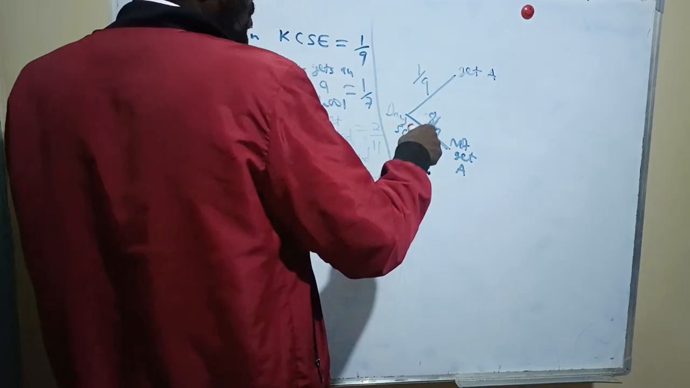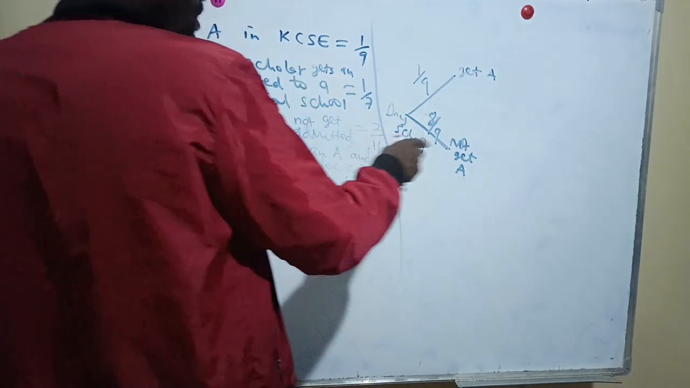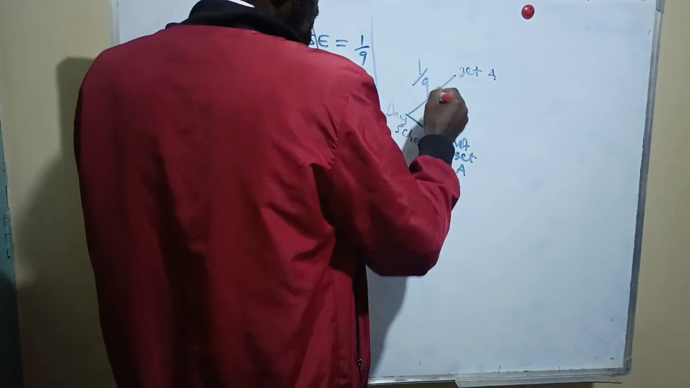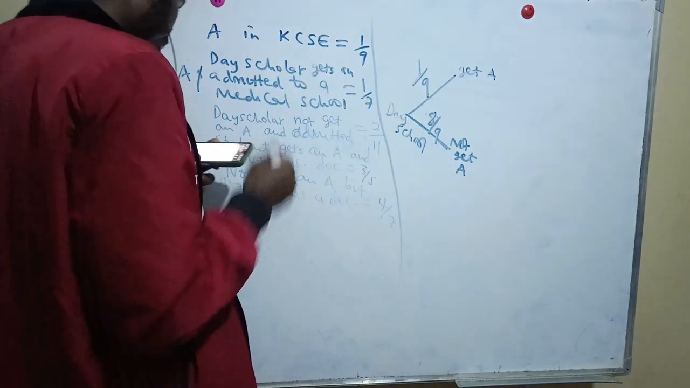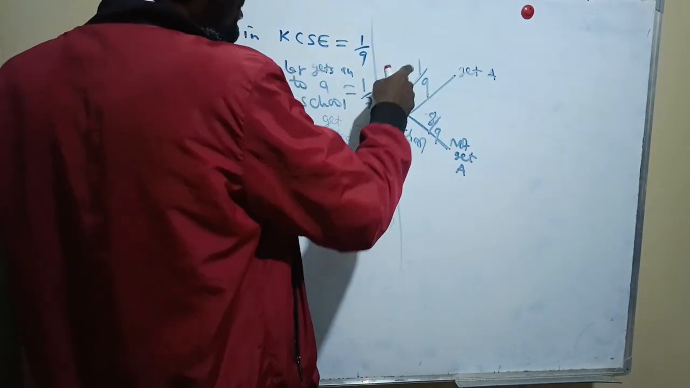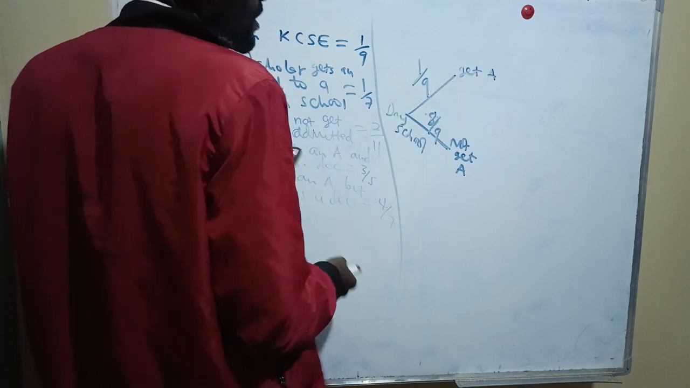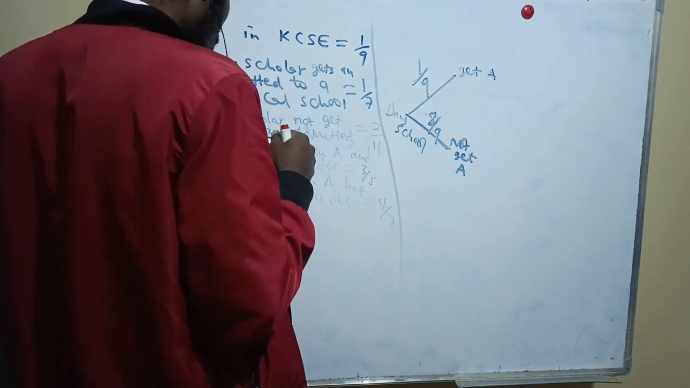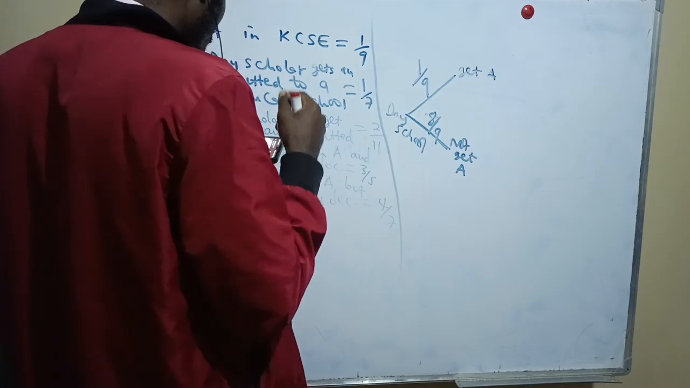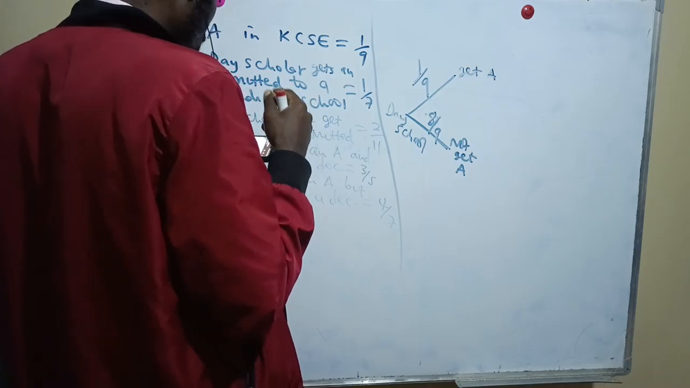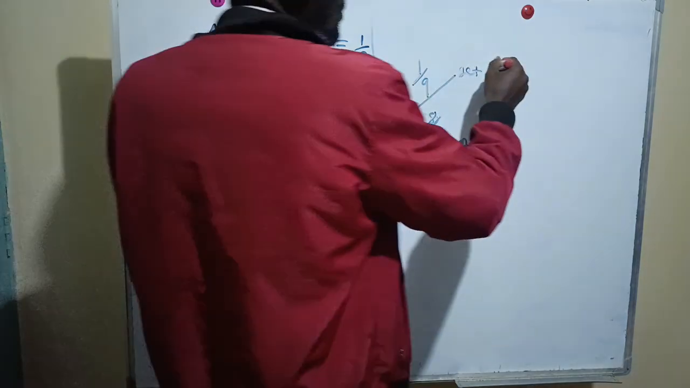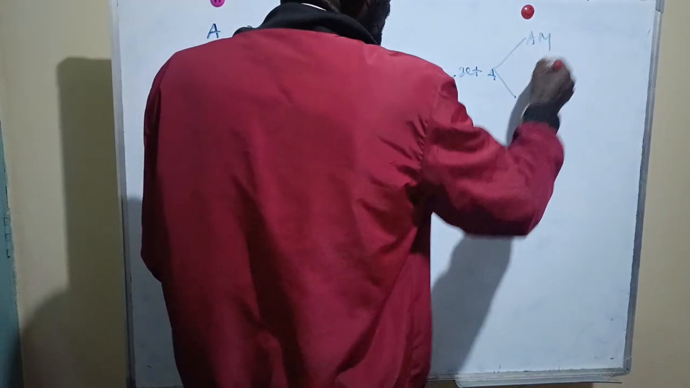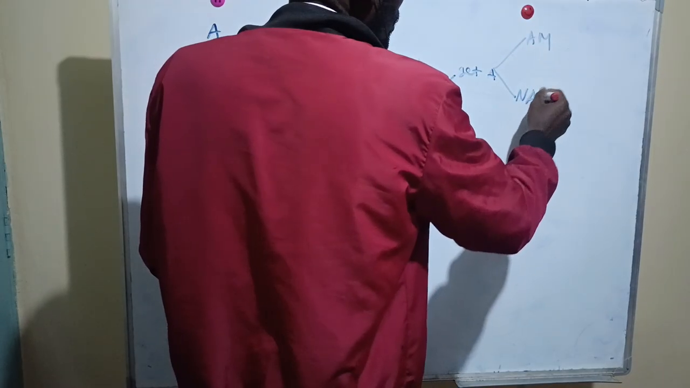So there's a very low chance of a student in a day school getting an A, only 1/9. The assumption is that only 1 out of 9 students can get an A, and 8 out of 9 cannot get an A if they're in a day school. They're saying that if a day scholar gets an A, the probability they are admitted to medical school is 1/7. So you get an A and are admitted to medical school or not admitted.